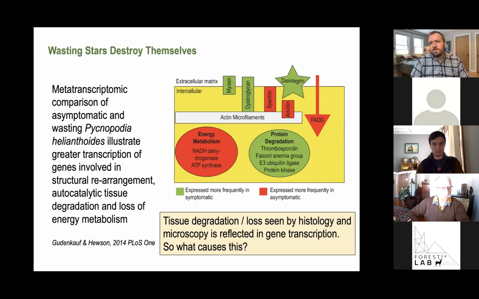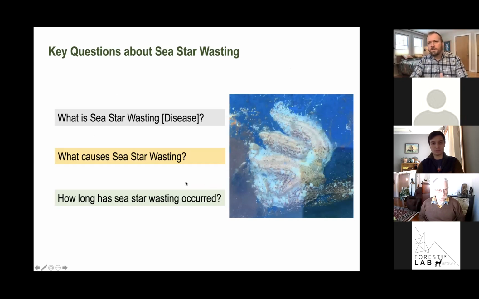And so this tells us that somehow this disease is basically hitting the self-destruct button, that the cells, or sorry, the tissues are remodeling themselves. And this is consistent with what we saw by histology. But the big question is, what is causing that? What is the environmental change, or what is the pathogenic agent that is responsible for that? And so this leads us to this big question, what causes sea star wasting?